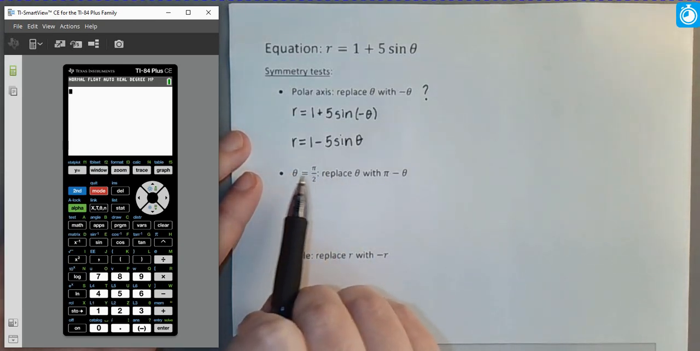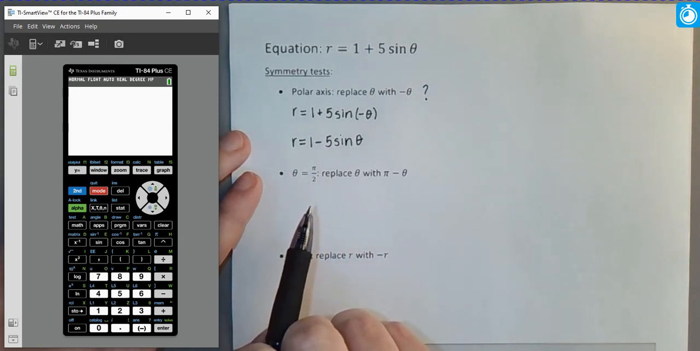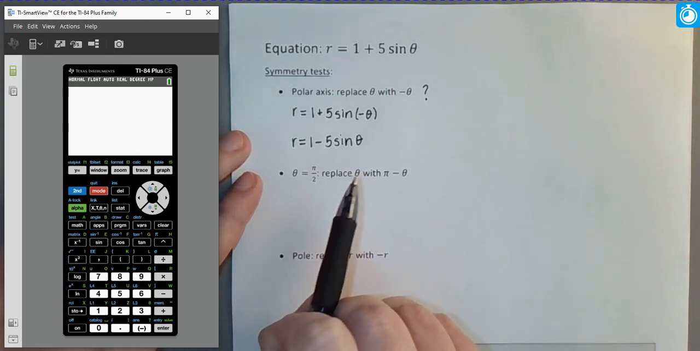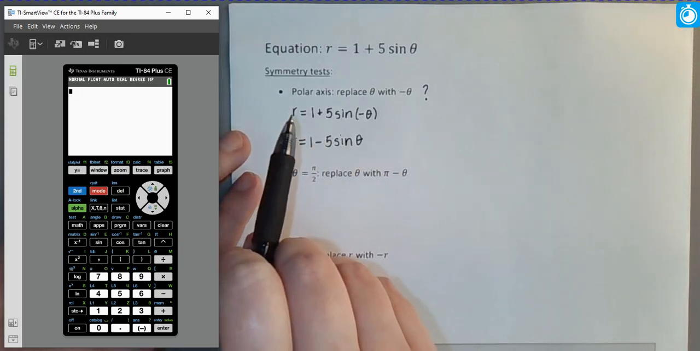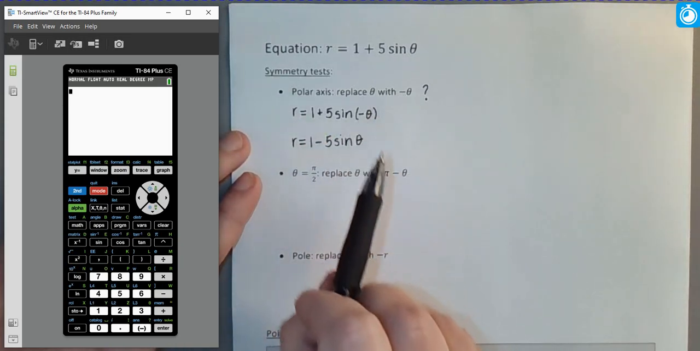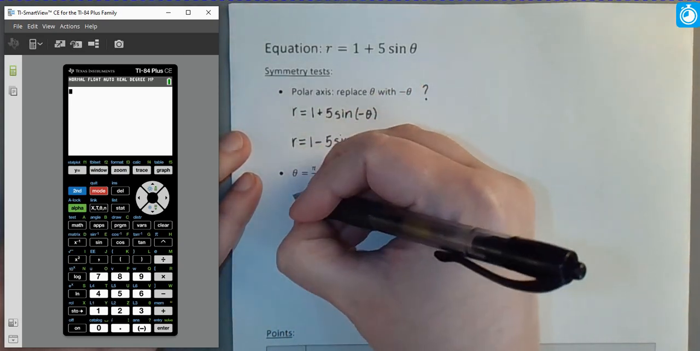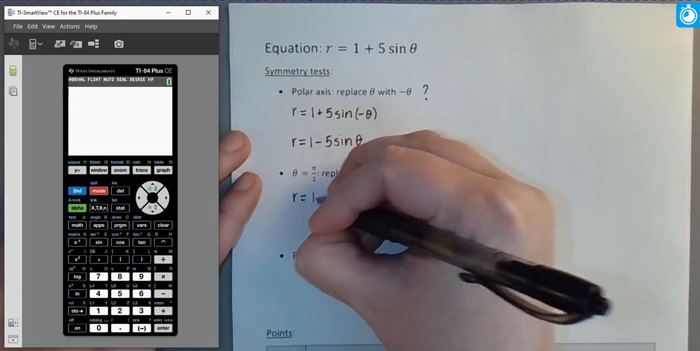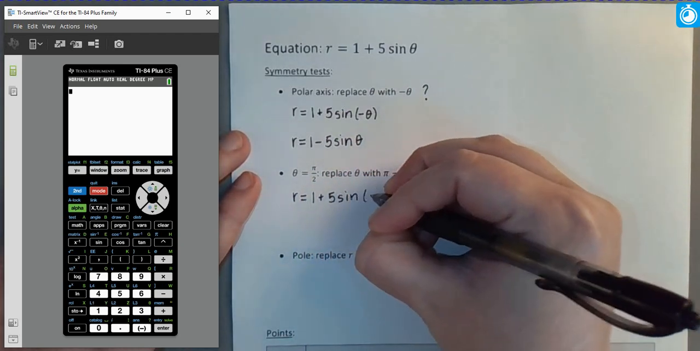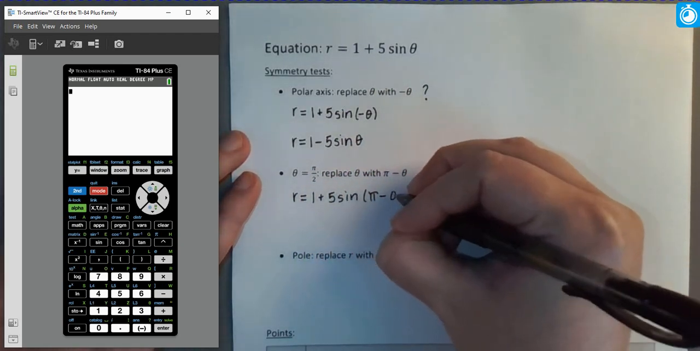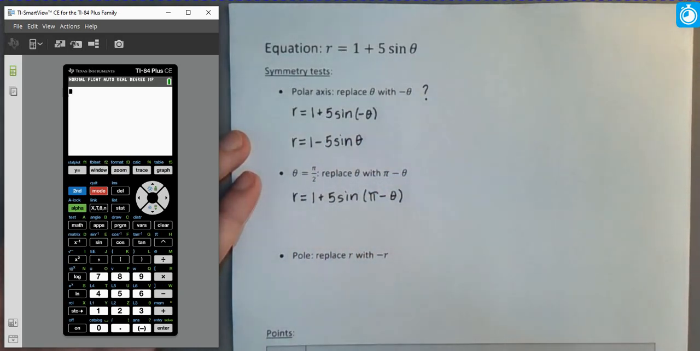Okay, so let's check theta equals pi over 2, again our vertical axis. We're going to replace theta now with pi minus theta. So it's going to look very similar to this, except in place of negative theta we'll have pi minus theta, and then we'll simplify from there. So r is equal to 1 plus 5 times the sine of pi minus theta. And again, I want to simplify from there.